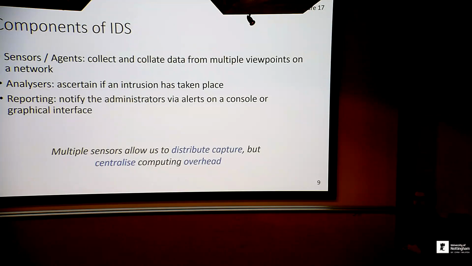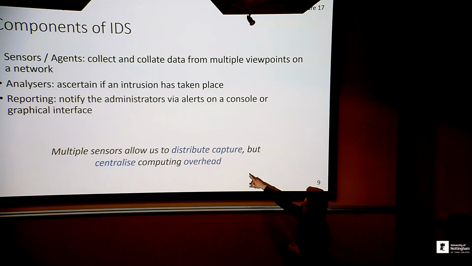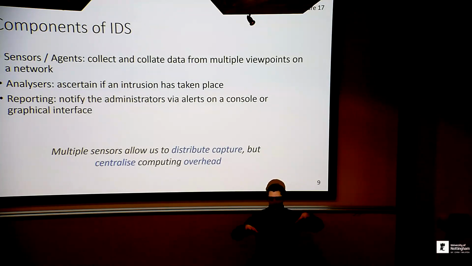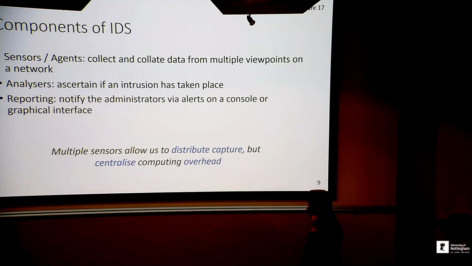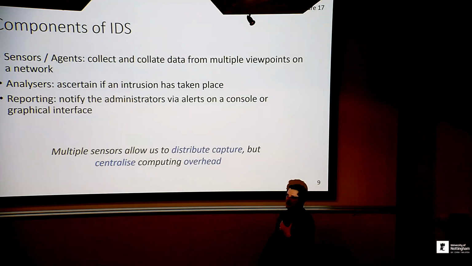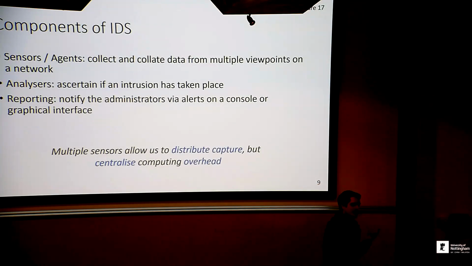Okay, so they get notified just so they know what's going on the network. So the nice thing about this is we can have multiple sensors to distribute the capture across the network, because the network, as I say, is really a collection of sub-networks, and so you can't see everything at the same time. Right? But we can centralise the computing overhead. You're going to need quite a powerful machine to run the kind of deep packet inspection that you might need to do for an intrusion detection system, and this helps us do this.